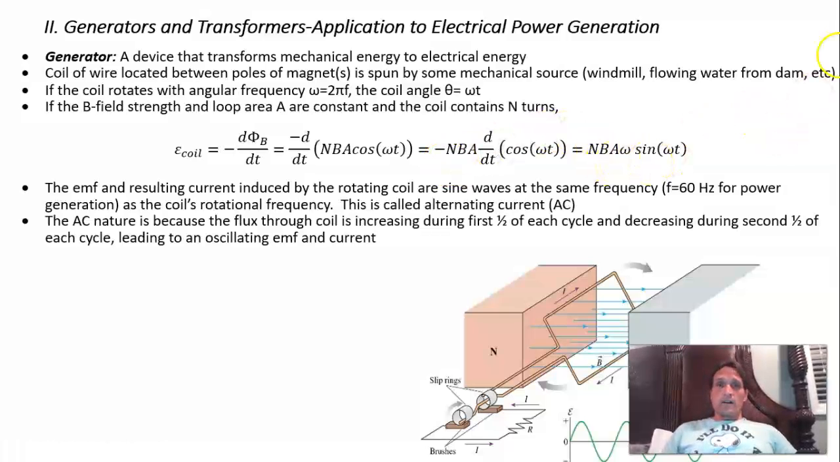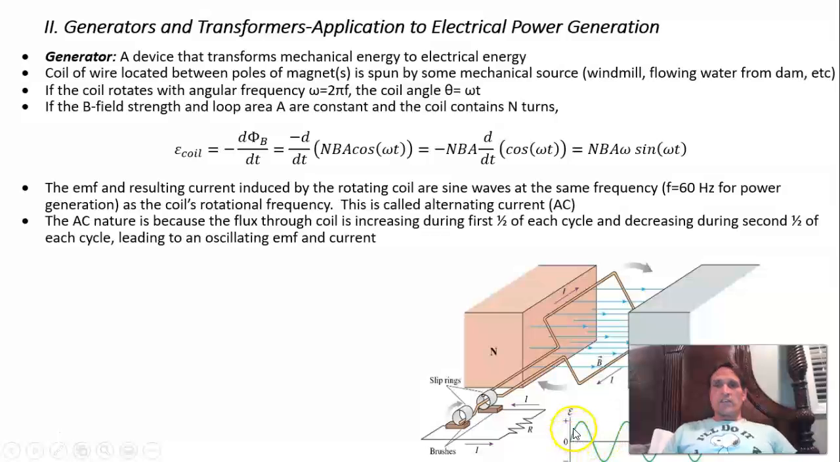And if you look here, the emf induced by a coil varies as a sine wave with time. And so if you plot this, it varies as a sine wave at the frequency that the coil is rotating. And in power generation in the US, that's at 60 hertz. So this coil is rotating at 60 cycles per second, and that generates a potential difference, an emf, that's a sine wave at 60 hertz.